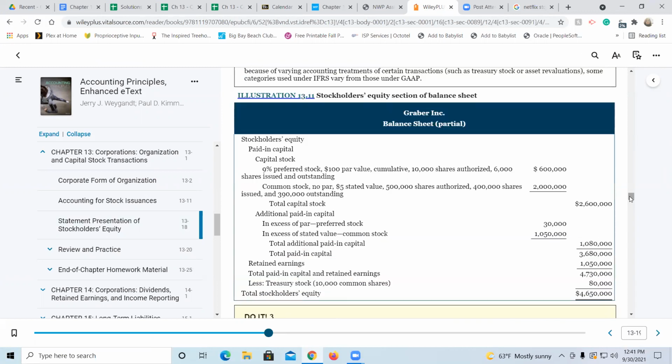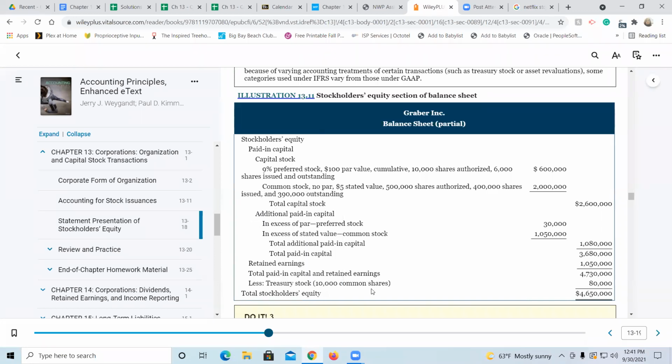It's from back then. I was from before, okay? So remember that same illustration 1311 that I was talking about? That is a good example of how this stuff works. There you can see that the treasury stock is a subtraction, right, from the paid in capital and retained earnings.